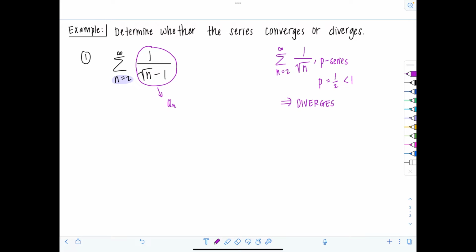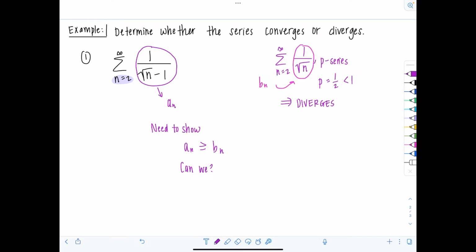Okay, so if I'm going to use direct comparison, I need to show that the terms in my series, a_n, are greater than or equal to the terms of the series I'm comparing it to. That's b_n right there, 1 over rad n. Can we do that? Because think about it conceptually. If this series diverges, and I can show that each of these terms is bigger than each of these terms, then of course this sum will diverge also. Of course it's going to blow up.